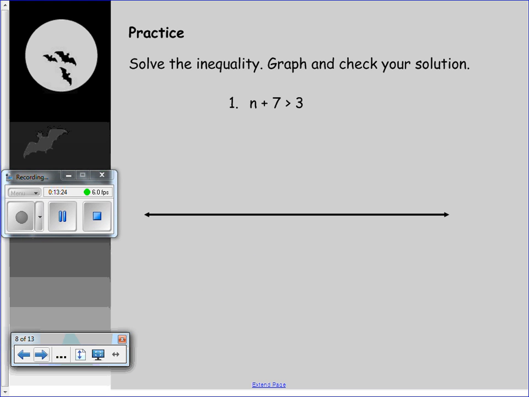All right, let's solve the inequality. We're going to have some practice problems now. Let's solve the next 4 inequalities and graph them.